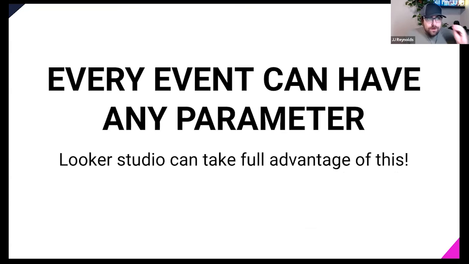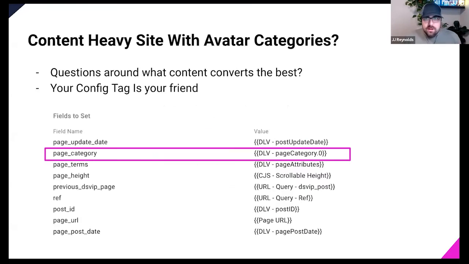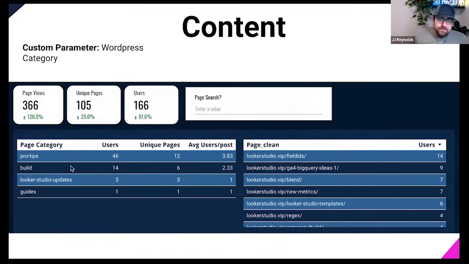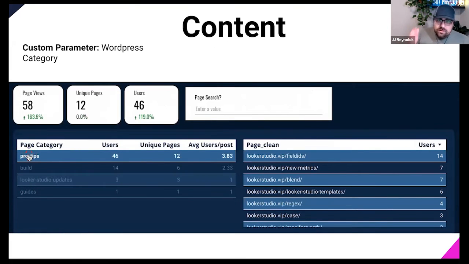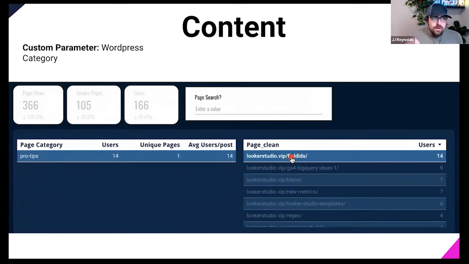So every event can have any parameter, okay? So for example, ready for some examples, because I love examples. This page category is really, really important for what we do, because look at this, there's a little GIF. So you have the category of pro tips. You click on it, it then filters all of your pages to every single page that exists in that category.